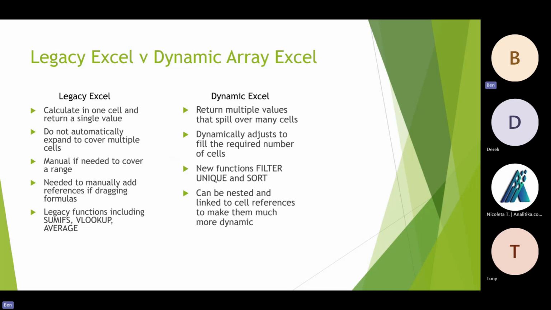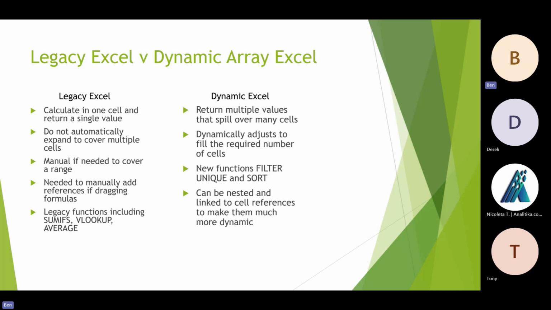To explain the difference between the two, the legacy formulas and functions were designed to calculate a single value in one cell. They did not automatically expand to cover multiple cells. So it was a manual process if you wanted to cover a range. For example, if you had data in A1 to A10 and B1 to B10, you'd need to do one formula for A1 plus B1 and then drag it down 10.